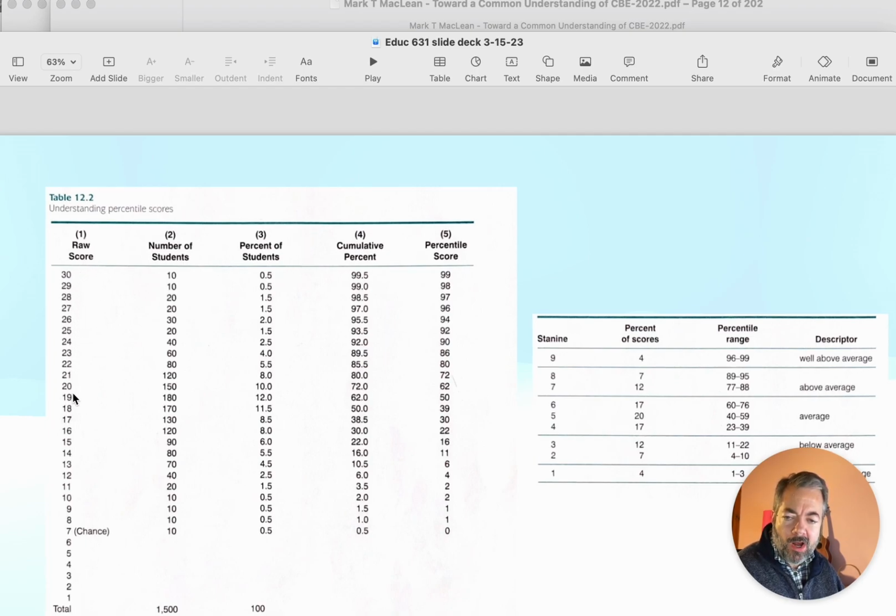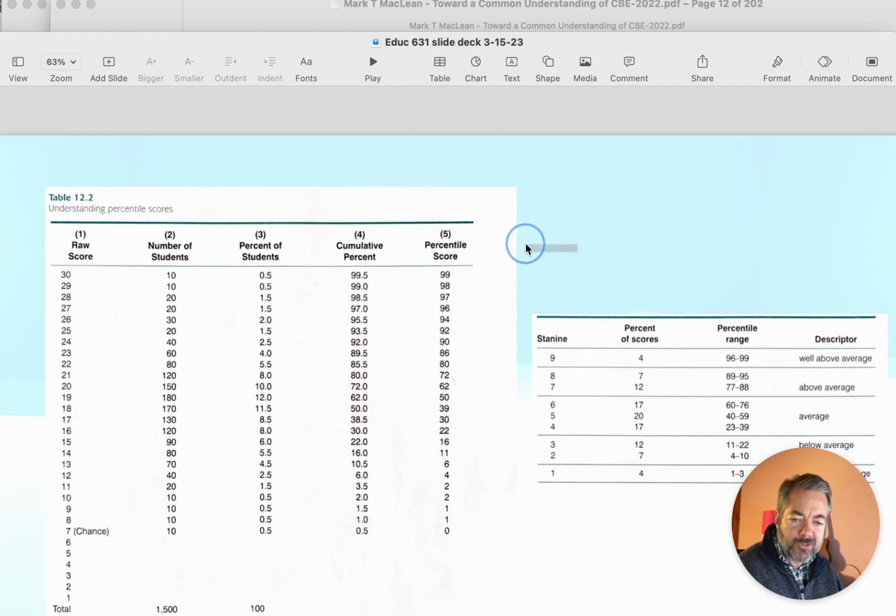You're going to get raw scores. That's just how many right out of how many. It looks like there are 30 questions. Then the number of students that scored those raw scores. This is obviously dummy data. Then the percentage of students who score within each raw score, the cumulative percent, and then a percent score. In this case, they're two different things.